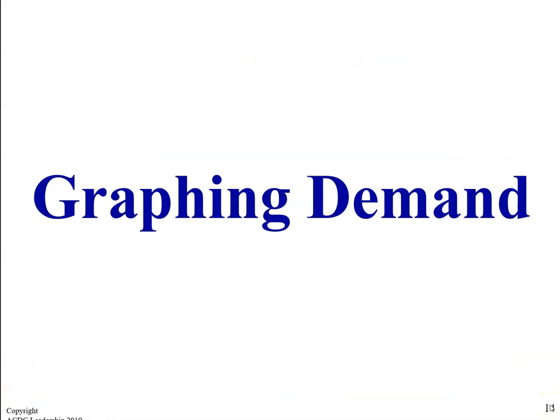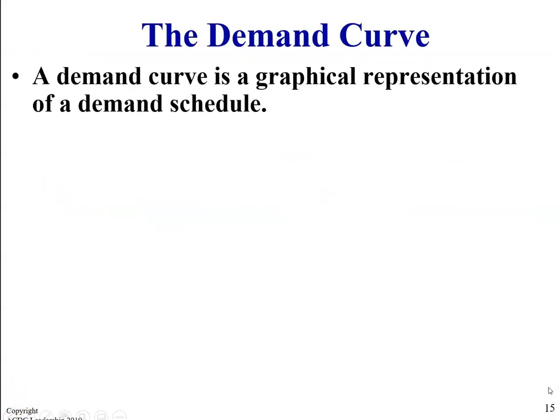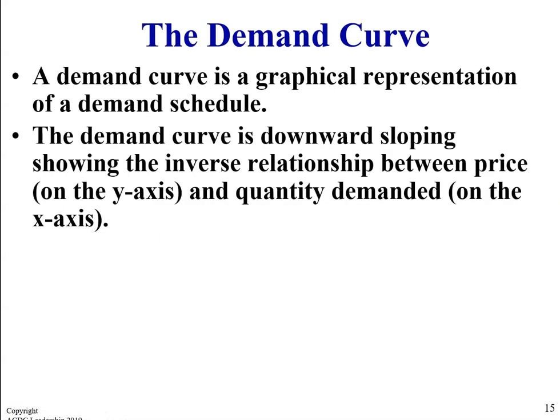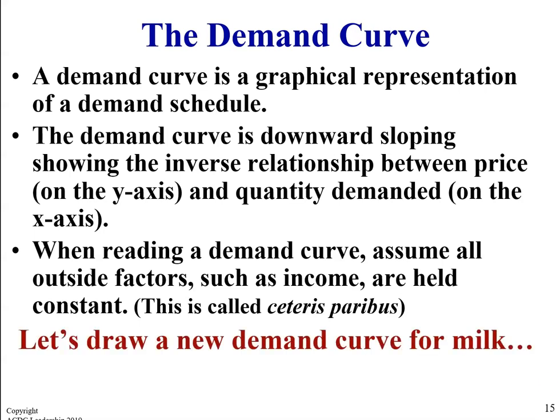Let's look at how we graph demand. The demand curve. A demand curve is a graphical representation of a demand schedule. The demand curve is downward sloping, showing the inverse relationship between price, which is on the y-axis, and quantity demanded, which is on the x-axis. When you read a demand curve, you're going to assume all outside factors such as income are held constant, and we call this ceteris paribus.